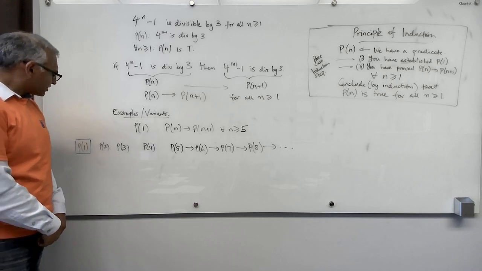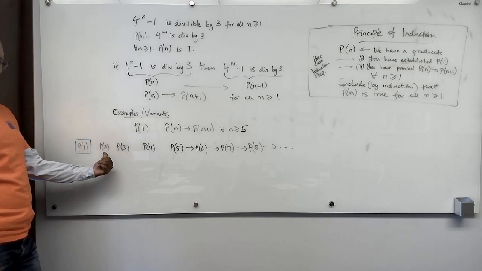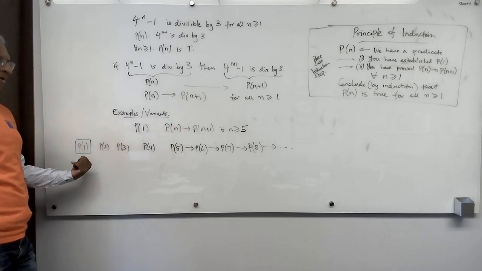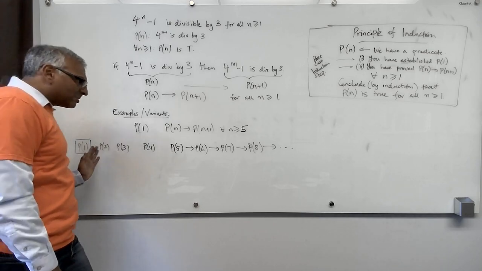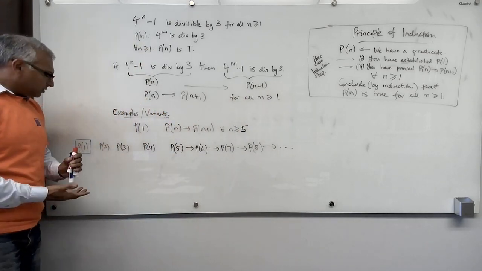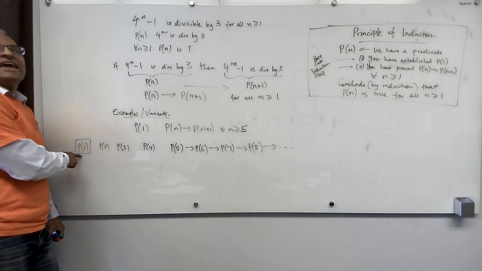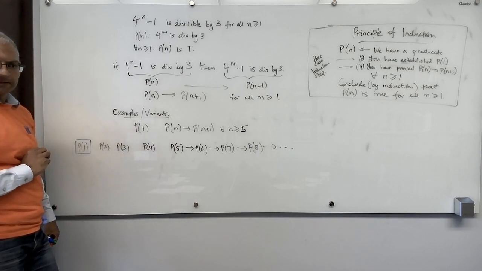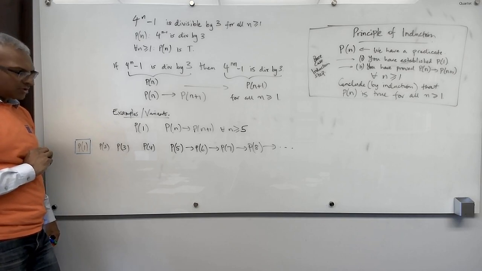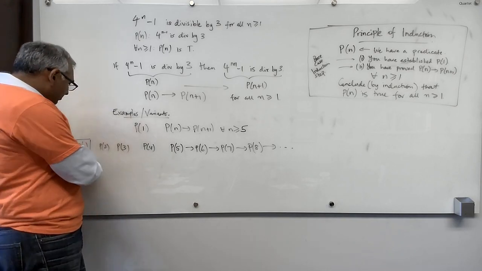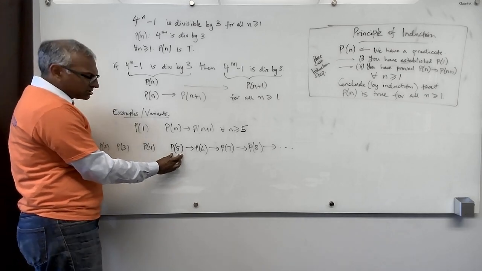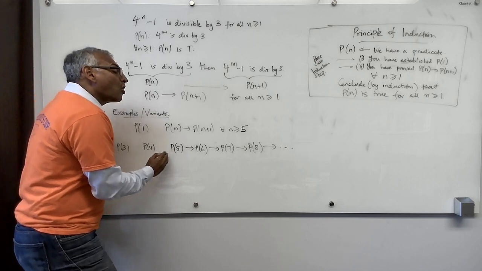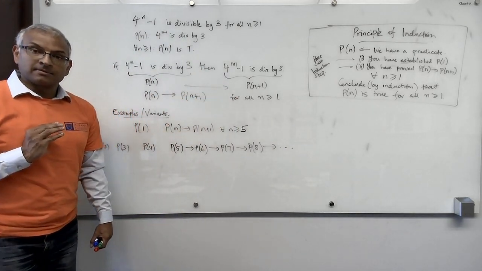Because from P of 1, there's no link to P of 2 anymore. You haven't established that link. So all you can conclude here is that P of 1 is true. You don't know anything about any of the other guys. So in other words, establishing P of 1 fails to set up a chain reaction in this scenario. In order to set up the chain reaction, you must establish the truth of one of the propositions, one of the predicates, P of 5, for example, and you must set up all the links. Okay, so that's very important.